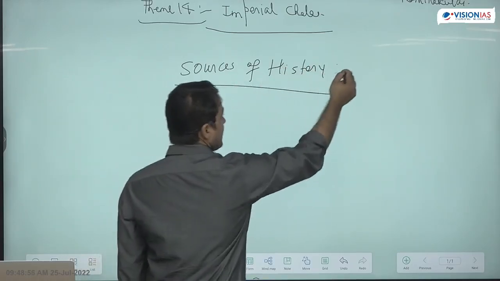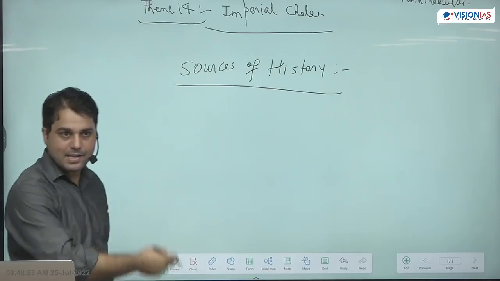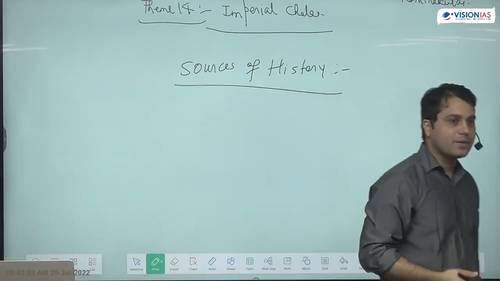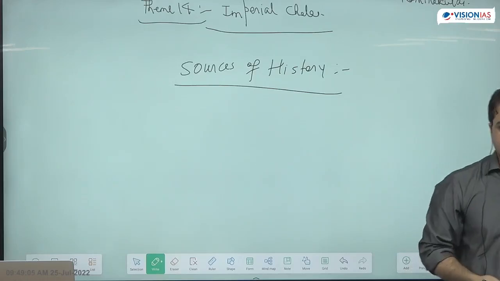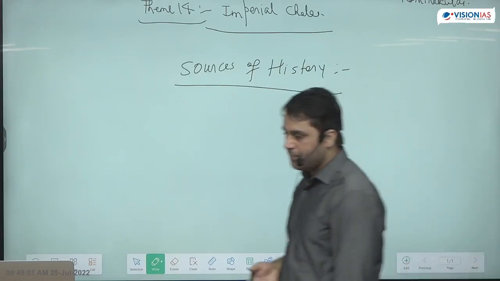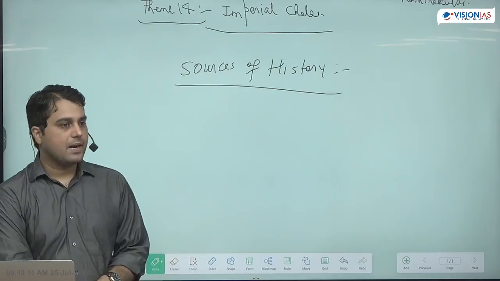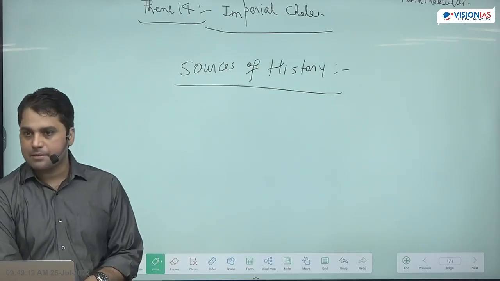So I'm not going to dictate, but you should definitely write as I am going to write on the whiteboard. So sources of history क्या क्या होंगे? What are the major sources of history which we should be aware about? Now historians mainly rely on written work. जहाँ पे भी written work available है, that is the most important source.